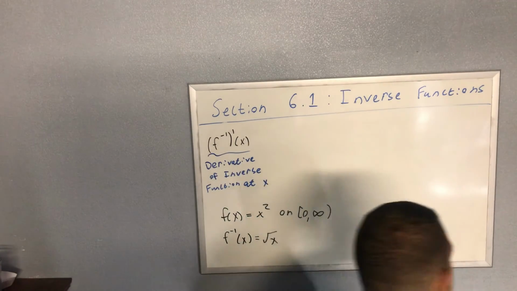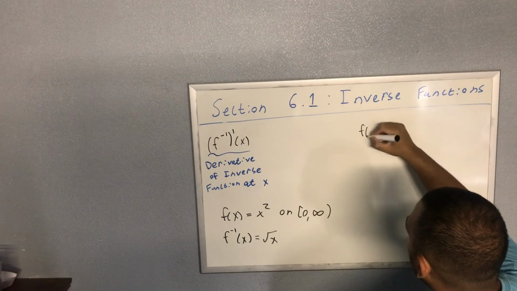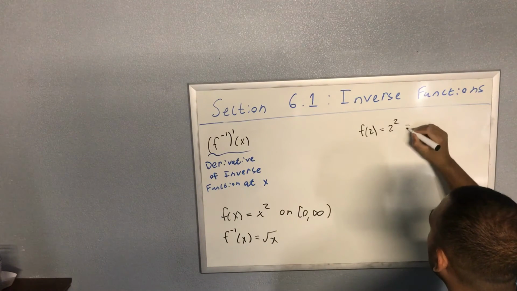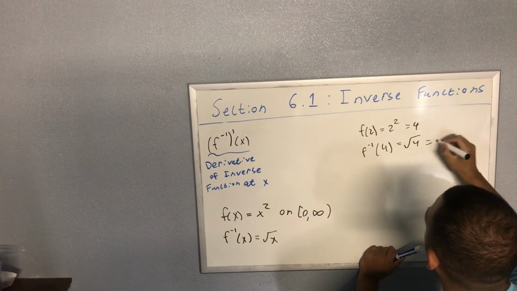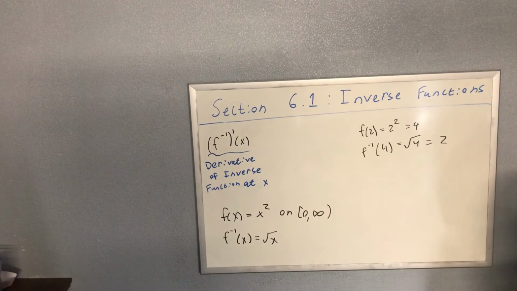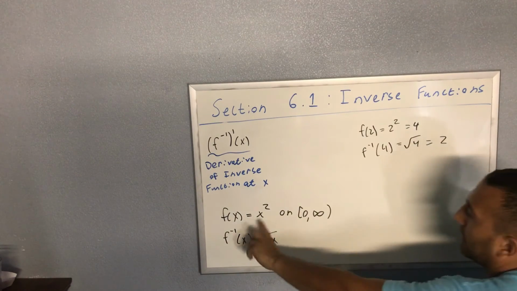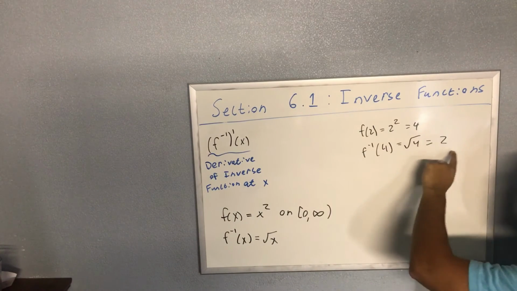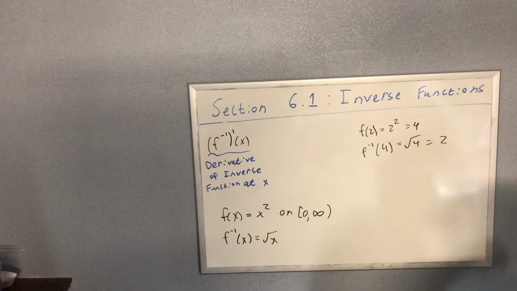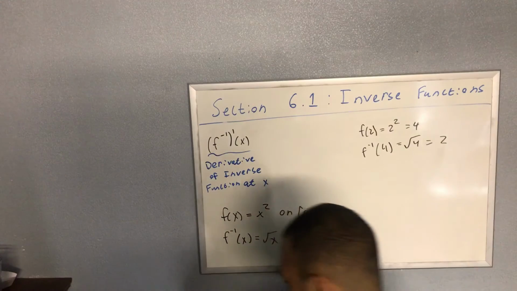And then think about the cancellation properties. If you take f of 2, that's 2 squared, which is 4. Now take f inverse of 4, which is the square root of 4, and that gives 2. They're canceling each other out. It makes sense: if you take a number, 2, and square it, you get 4, and if you take the square root of that, you get 2 back. So this is the cancellation property.